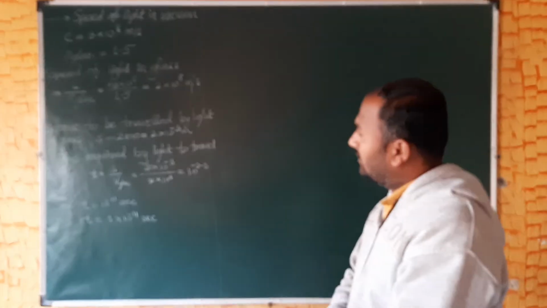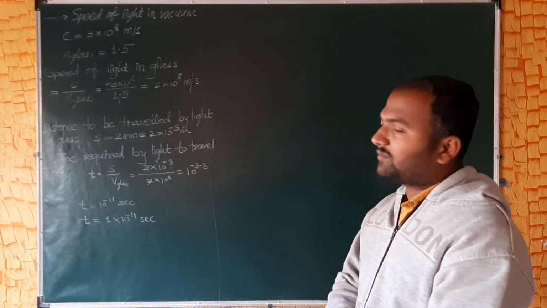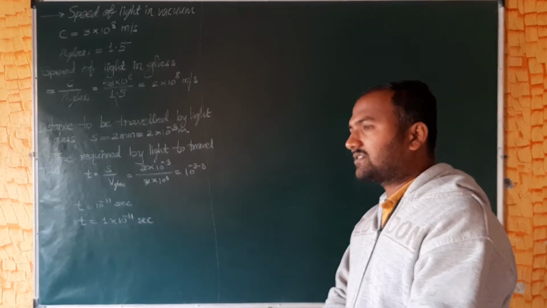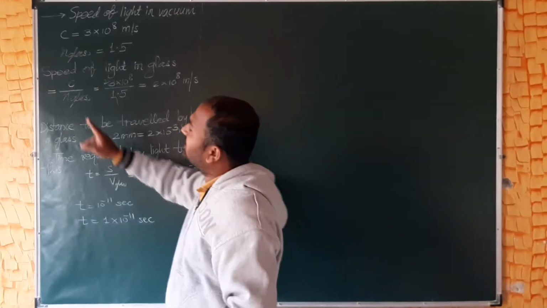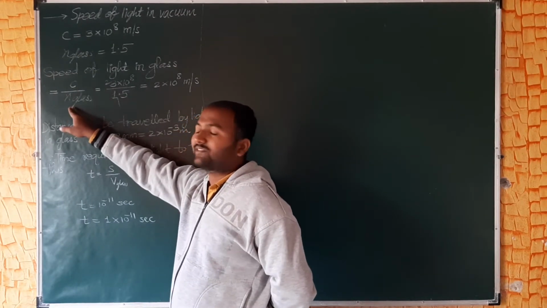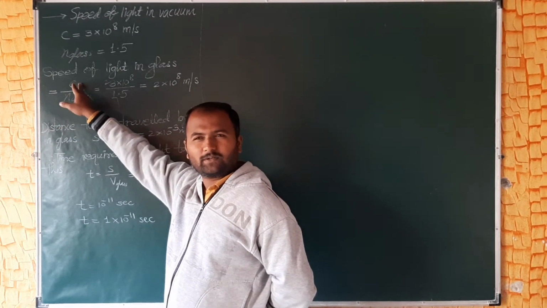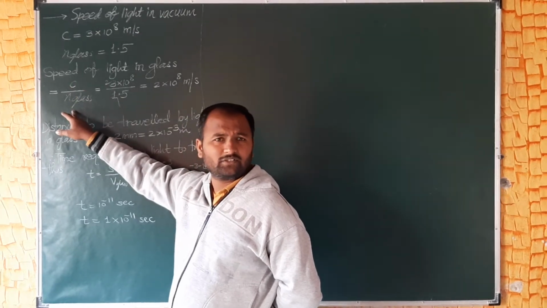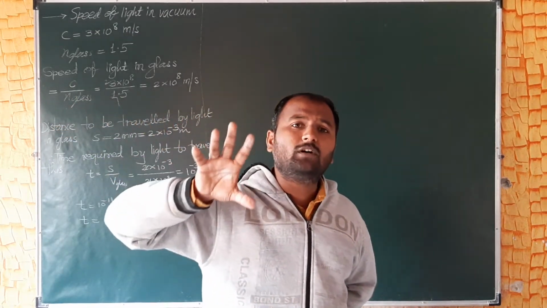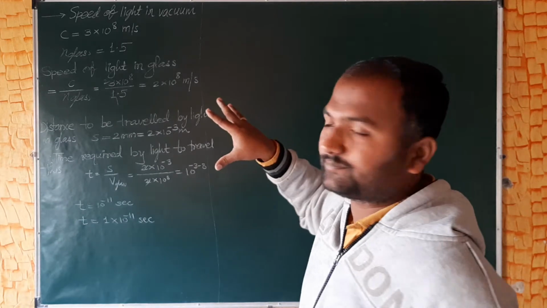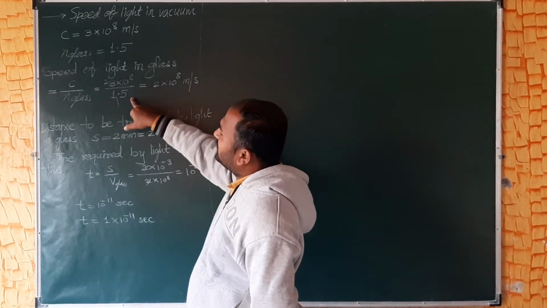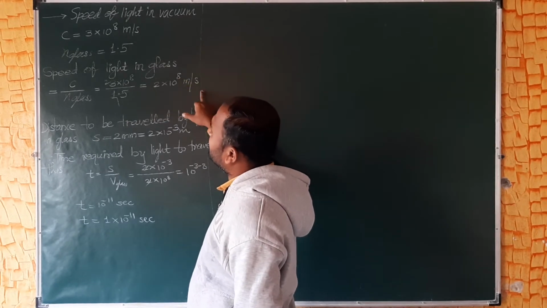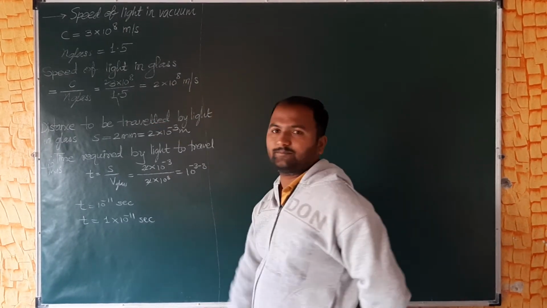Speed of light in glass is C upon mu, that is speed of light in air medium upon its refractive index. So 3 into 10 to the 8 upon 1.5, that is 2 into 10 to the 8 meter per second. This is the speed of light in glass.